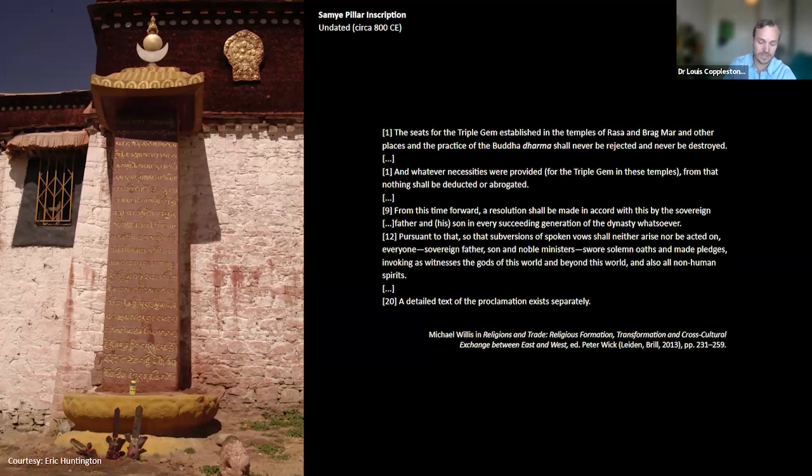So the inscription clearly associates the stability of the dynastic line with the longevity of Samye and Buddhist institutions generally, or institutional Buddhism generally. And the transaction marked by this inscription, which is both financial and political, is carried over a series of other transactions between the emperor, his heir, and the noble ministers, all of these figures taking solemn oaths and pledges at the foundation of Samye to support both of these principles that are inextricably tied in this inscription.